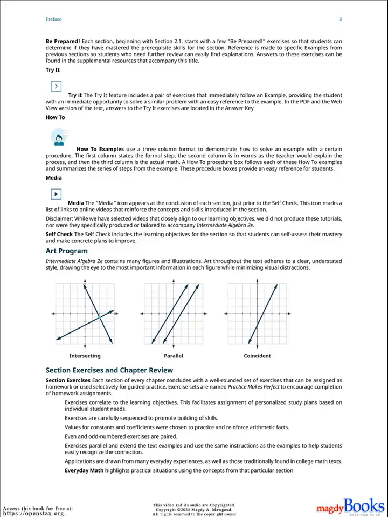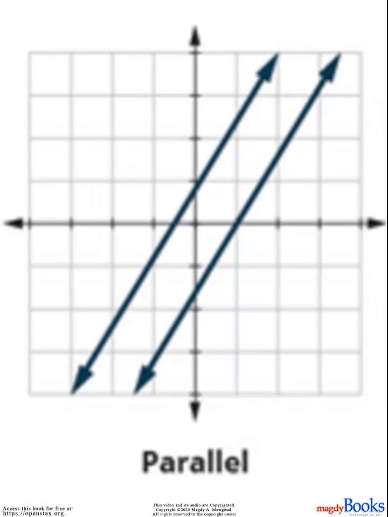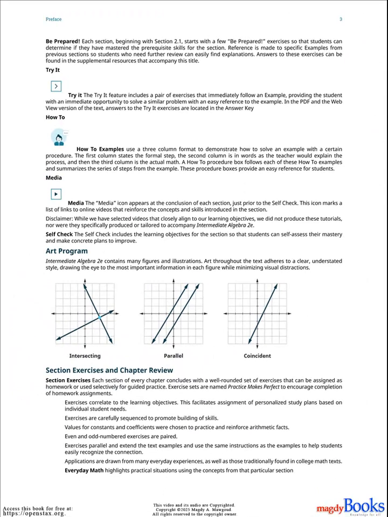Art program. Intermediate Algebra 2E contains many figures and illustrations. Art throughout the text adheres to a clear, understated style, drawing the eye to the most important information in each figure while minimizing visual distractions. Intersecting. Parallel. Coincident.